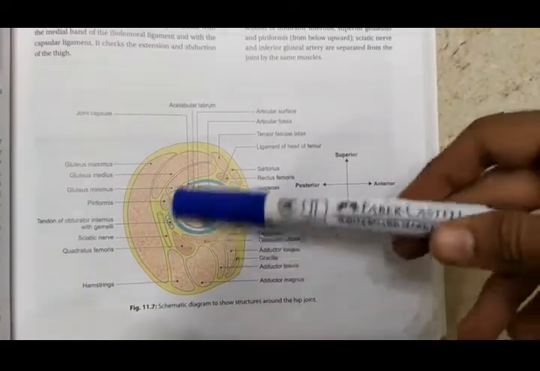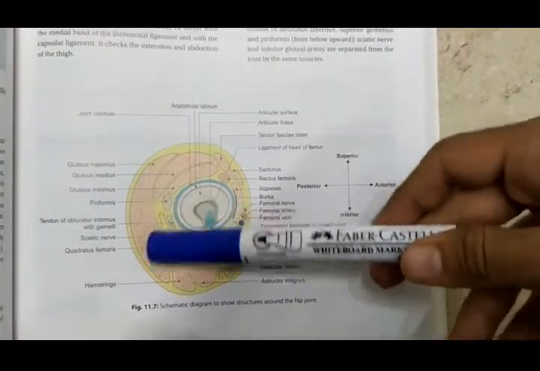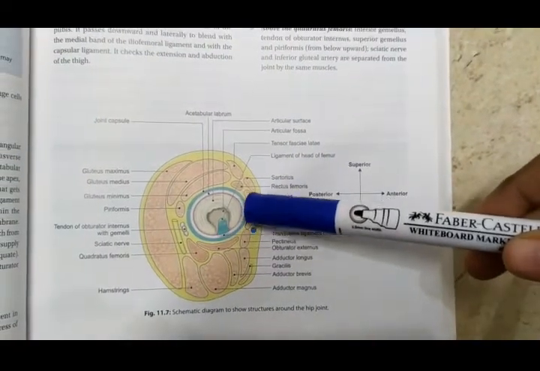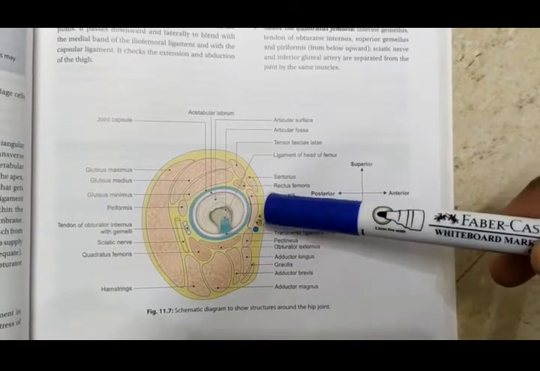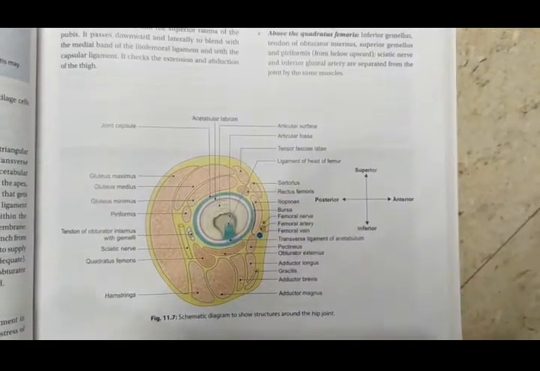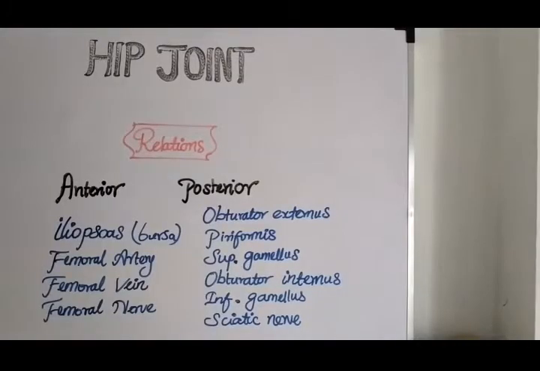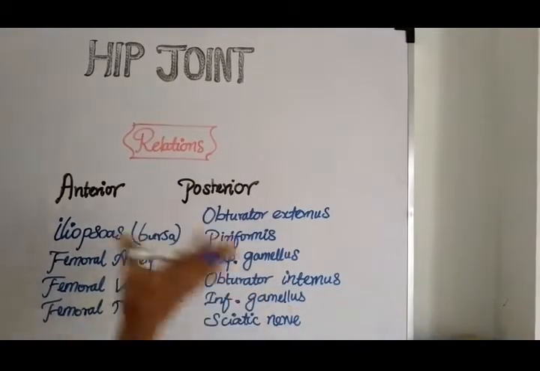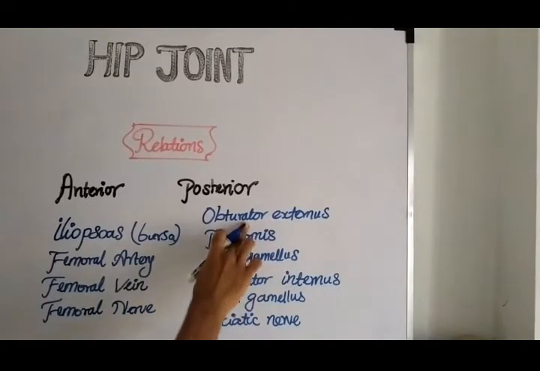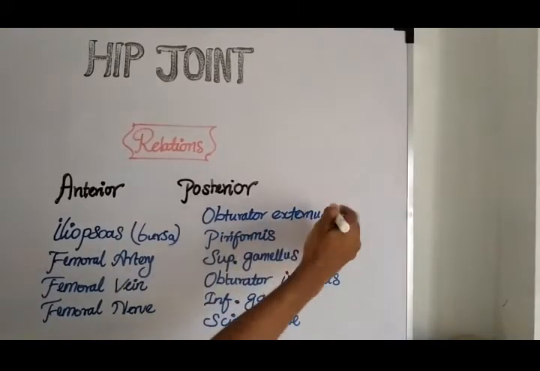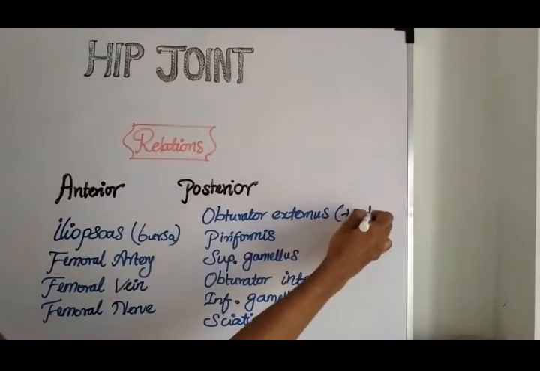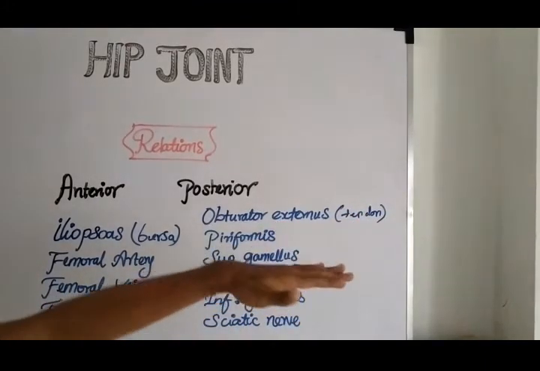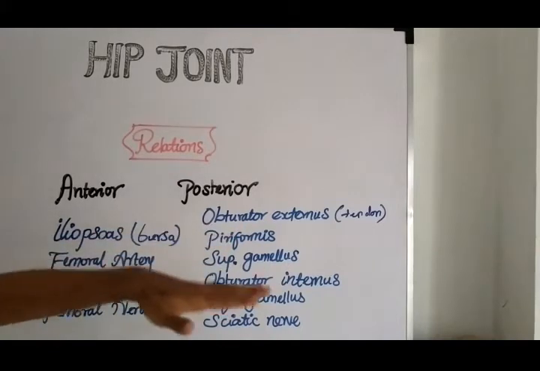Here you can see the relations: anterior, posterior, superior and inferior. Anterior relations are the iliopsoas muscle and the femoral nerve, artery and vein. And the posterior relations of the hip joint, what are the structures present behind the hip joint, will be the obturator externus, the tendon of obturator externus. This muscle is also coming inferior to the joint. It will be present there also.